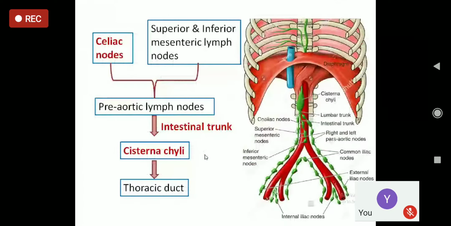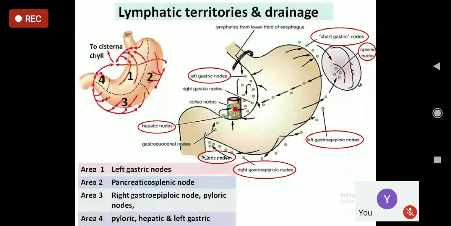If you don't remember everything, it's okay, but this is the main part you have to remember. Firstly, you should be clear about the lymphatic territory. Once again, I repeat, area number 1 denotes the part of the stomach along the lesser curvature excluding the pylorus. Area number 2 includes the fundus and upper part of the body. Area number 3, lower two-thirds of the greater curvature including the pylorus. And finally, area number 4 is the remaining part of the pylorus.